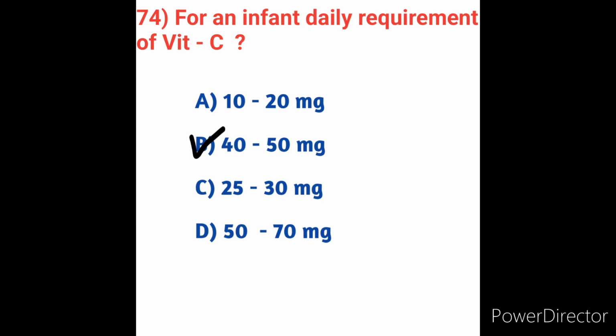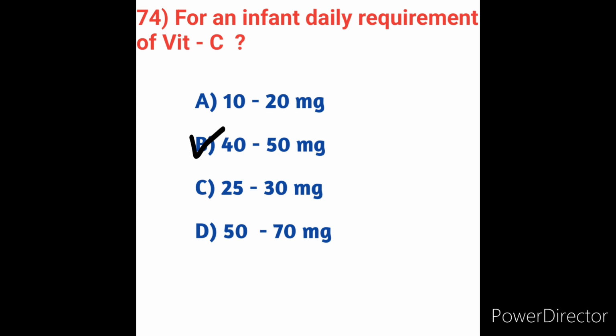So here, for the infant's daily requirement of vitamin C, babies require 40 to 50 mg of vitamin C per day depending on their age. So option B, 40 to 50 mg, is the correct answer.